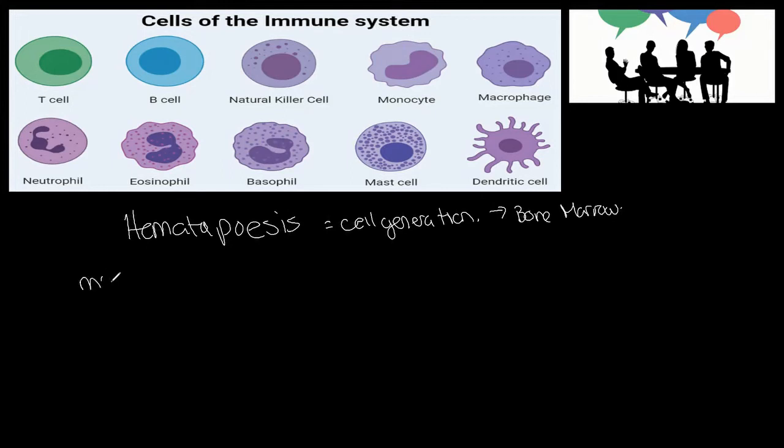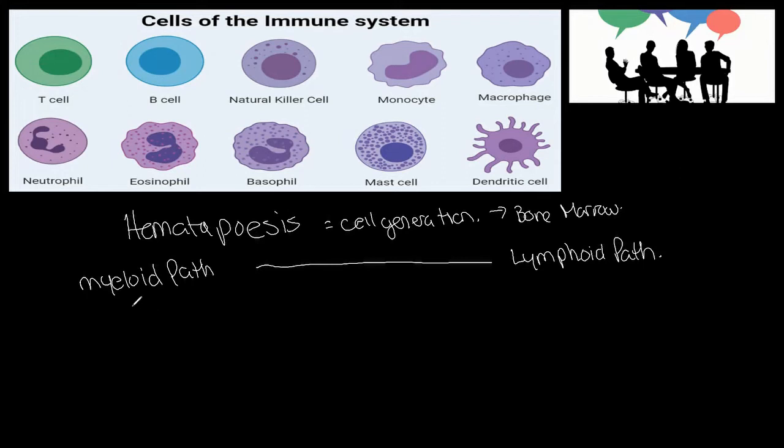They go down what we call the myeloid path, or they can go down the lymphoid path. And as part of our myeloid path, we get erythrocytes.